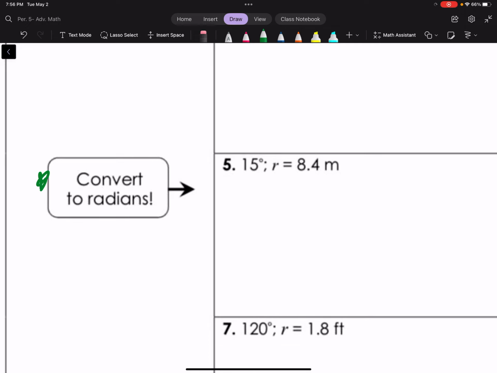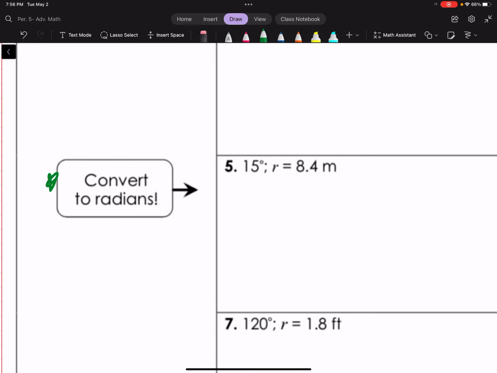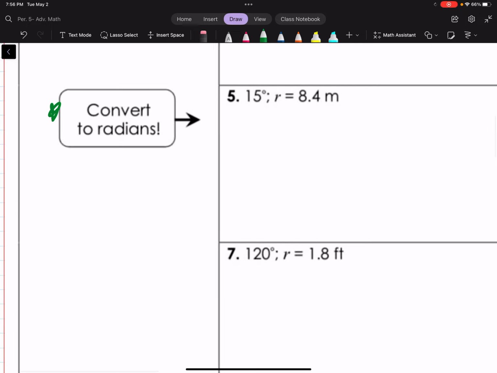How do you do that? Well, quick refresher. Remember, there is a formula, but let's try to stay away from our formulas. If we understand where the formulas come from, there's a lot less memorization that needs to happen. Let's think about what we know about angles in degrees versus angles in radians. We know that a full rotation in degrees is 360 degrees. That is the same thing as 2 pi radians. Those are equivalent.